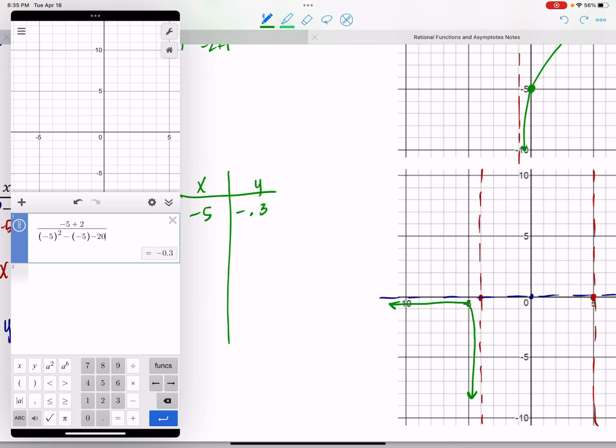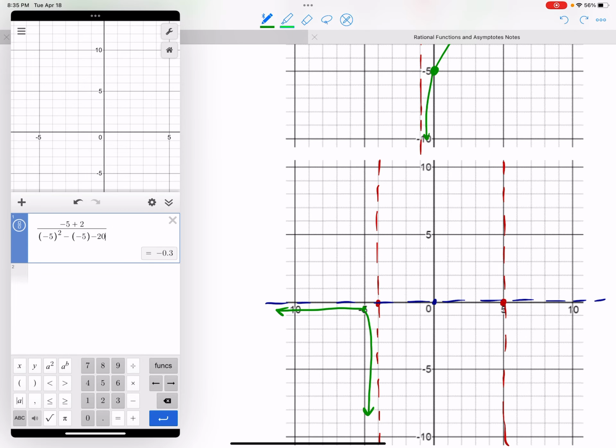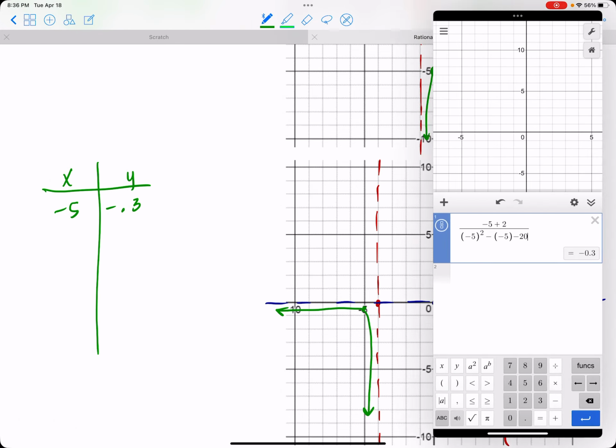Now what's happening in the middle? Lots of different things actually can happen in the middle. Sometimes you get this parabola happening. Sometimes you get something that looks sort of cubic in here. So we're going to need to pick a few points to see what's happening in between the two asymptotes.